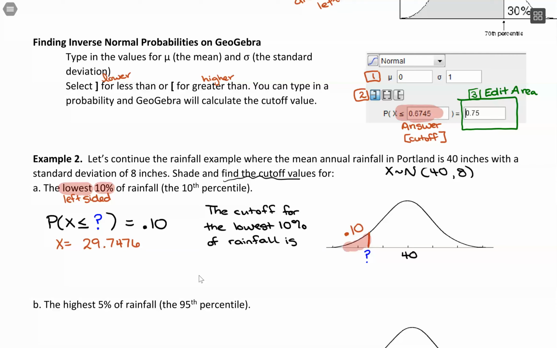is, and then I just copy my number down, 29.7476. If you wanted to round a bit here, that's fine too in your sentence. And then in terms of units, you can look at the units for the mean and standard deviation and it'll be the same. So like our mean was 40 inches of rainfall. This cutoff is in terms of inches of rainfall.